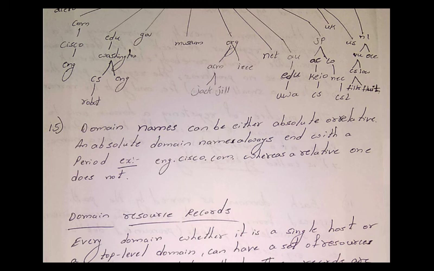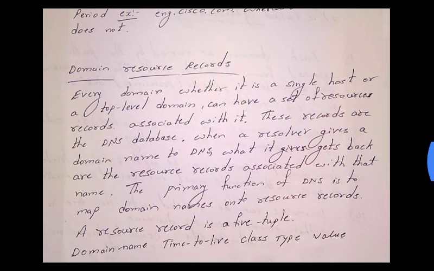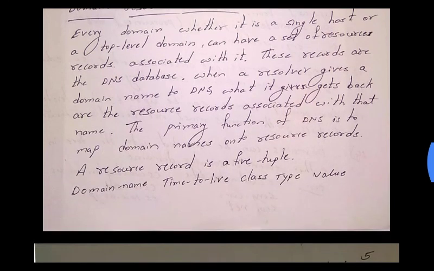So whatever the resource records associated with that name, as per the request of that particular resolver, the DNS server is going to send these resource records. The primary function of DNS is to map domain names onto resource records. What is the main primary function of DNS here? The primary function of DNS is to map domain names onto the resource records.